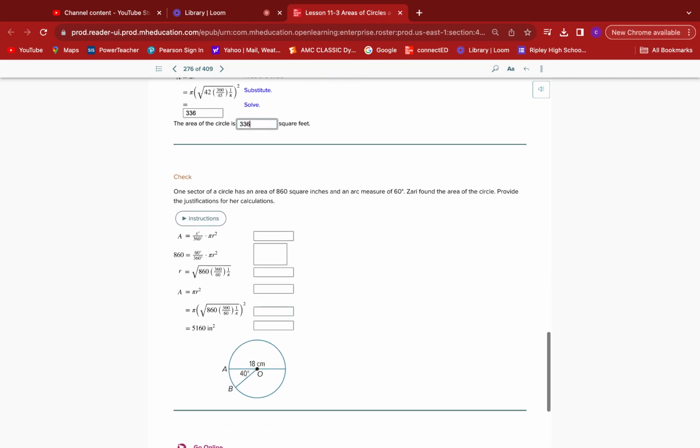Here we go. One sector of a circle has an area of 860 square inches, and an arc is 60. Zari found the area of the circle, justify. Oh, we got to justify the calculations. I like this. All right, well, 60 is going to go in for the x, so it's going to be 60 over 360. 860 is going to go in for the area of the sector. All right, so far so good. And pi r squared. So it looks like this is just your formula.